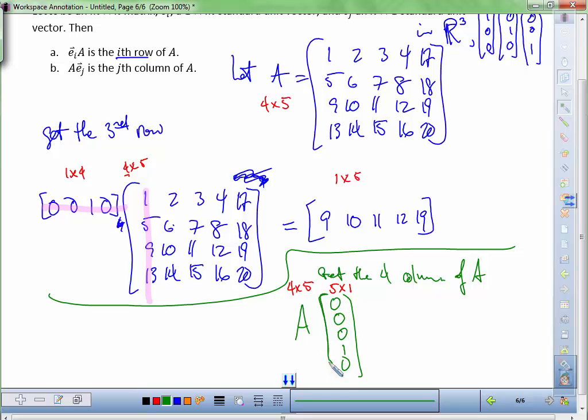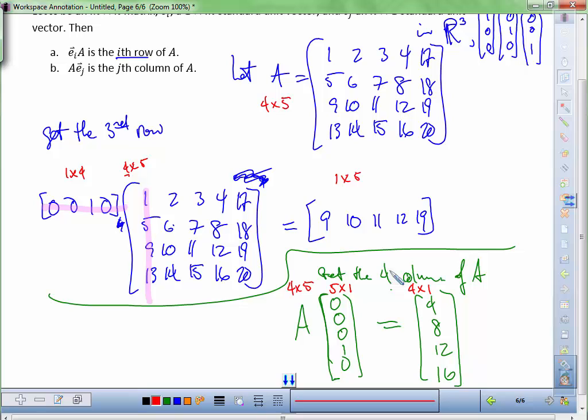It would have 5 rows, and it would have 1 column. So it'll essentially be a column vector. And if I want to extract the fourth, I would multiply it by 0, 0, 0, 1, 0. Okay, so what I should come out here with is the fourth column: 4, 8, 12, and 16. And this is a 4 by 1 matrix. The 5s go away, 4 by 1.